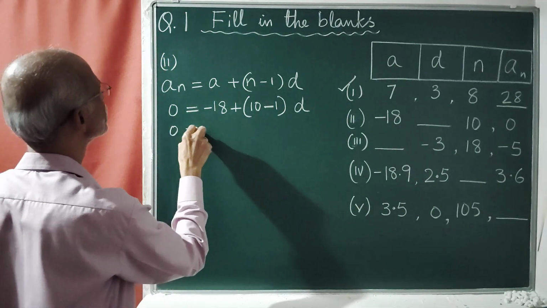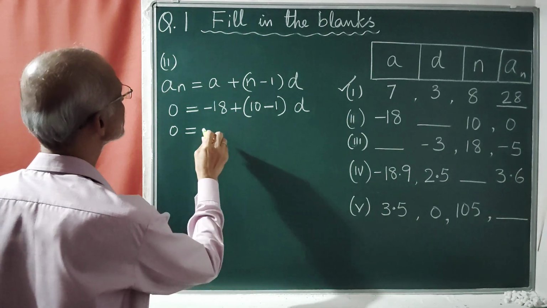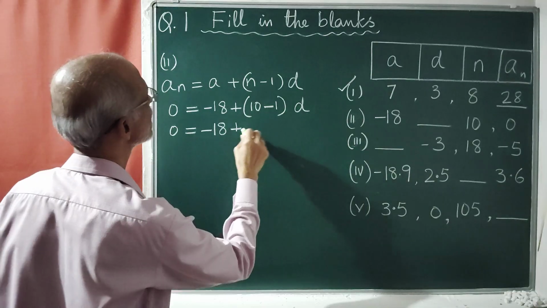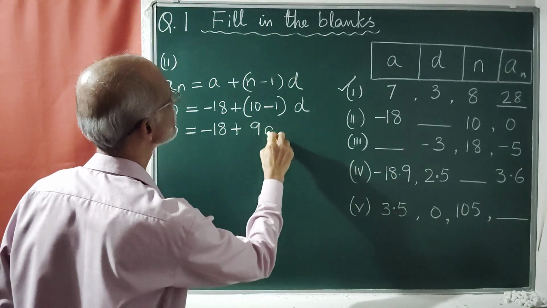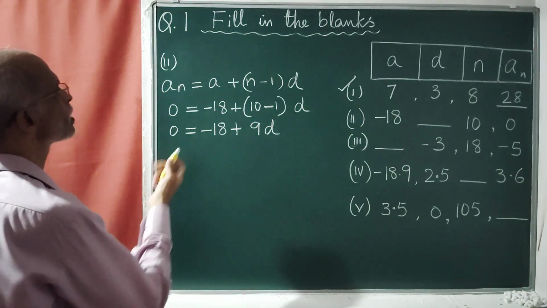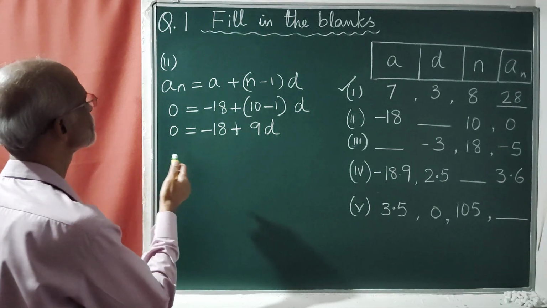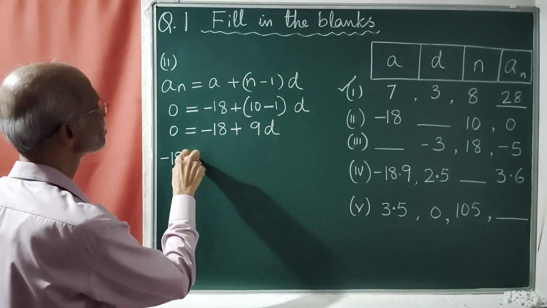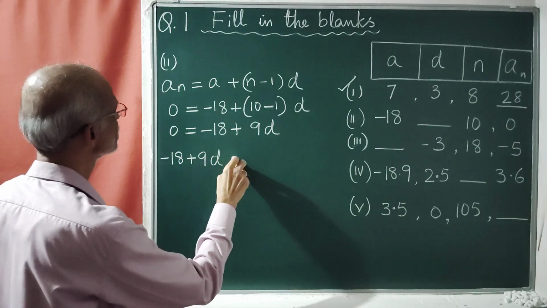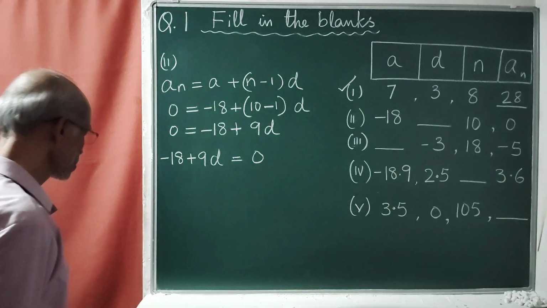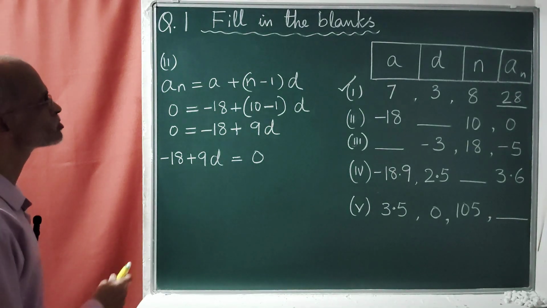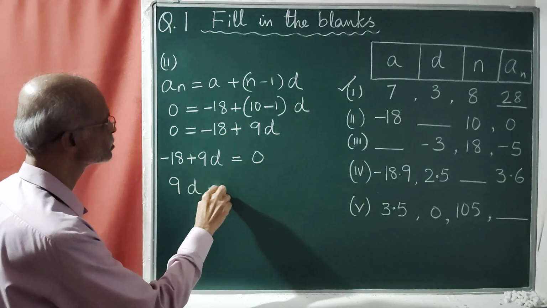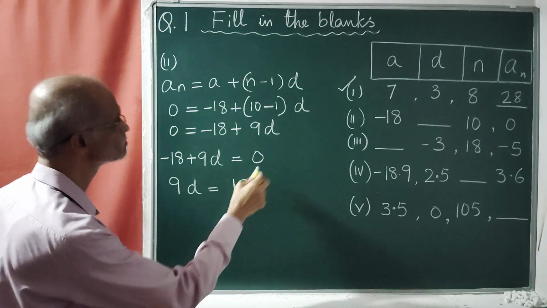So 0 is equal to minus 18 plus 10 minus 1 is 9. So 9D. So I will flip the equation. Minus 18 plus 9D is equal to 0. Now transpose minus 18 to the right side. 9D is equal to 18.